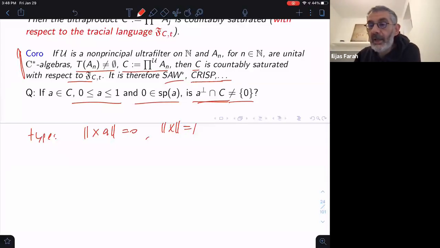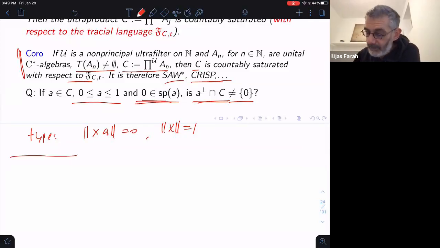By using continuous functional calculus, we saw before that this type was approximately satisfiable because 0 was in the spectrum of A in the case of the norm.